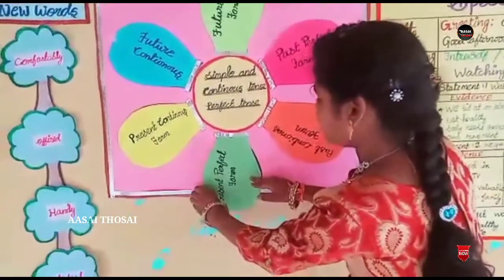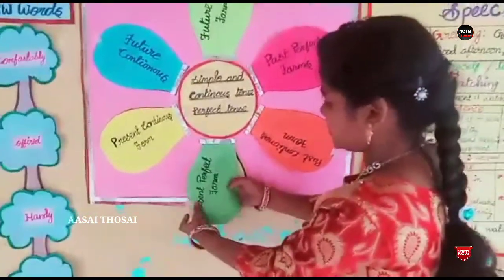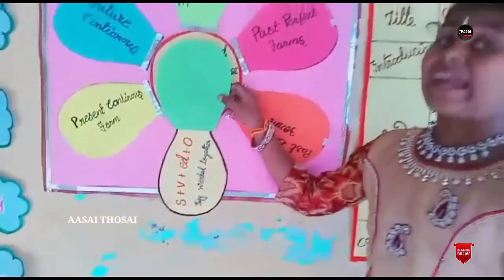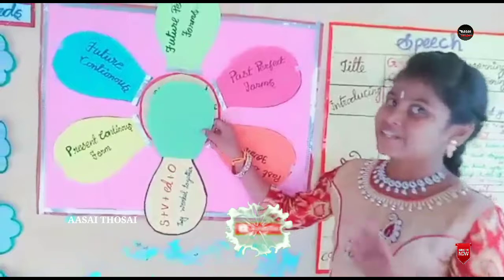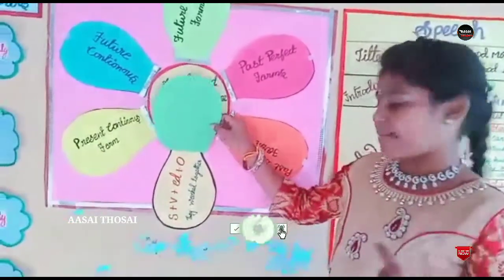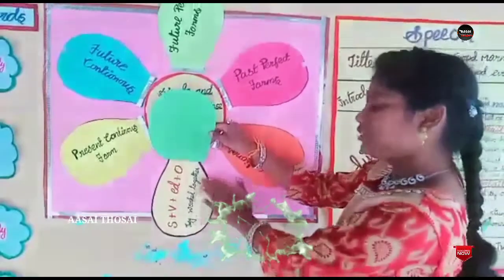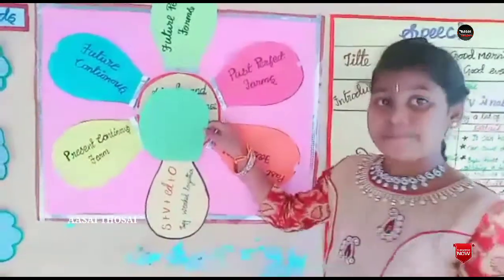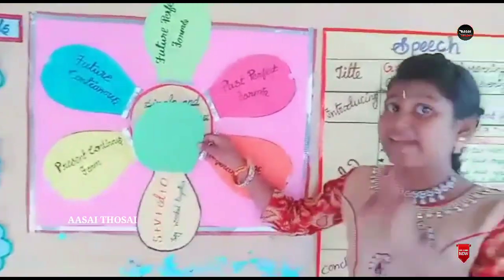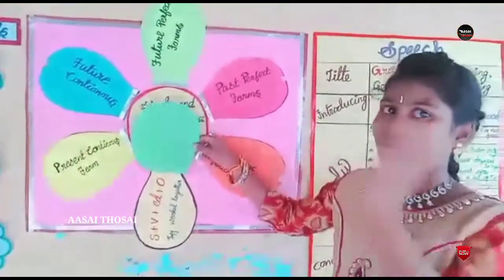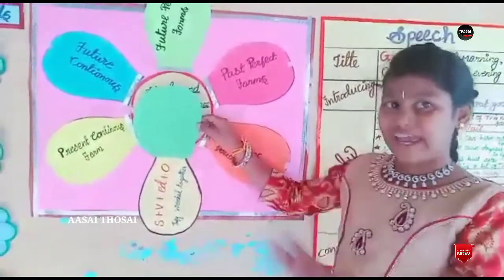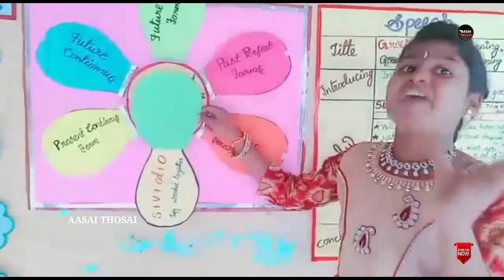For present perfect form, let us see it. Subject plus verb plus ed plus object. This is called present perfect tense. Let's see one example. They worked together. Here, subject is they and verb is work, and we added ed, so it is worked. And object is together. The sentence is: they worked together.